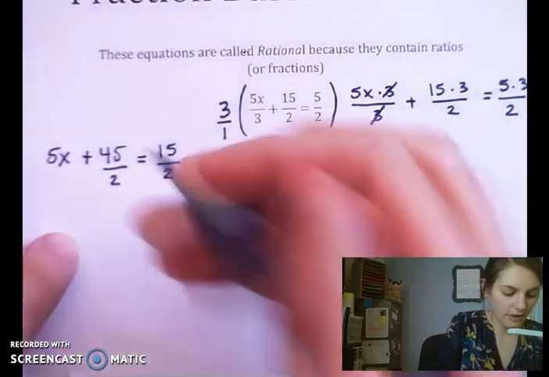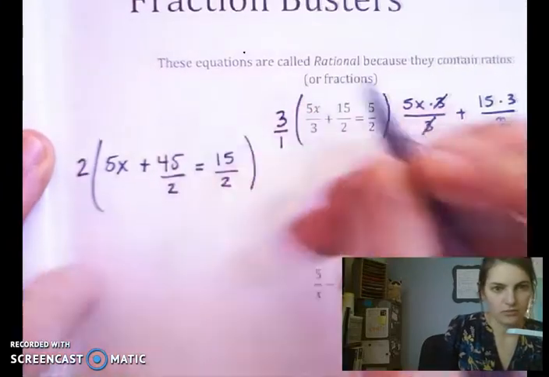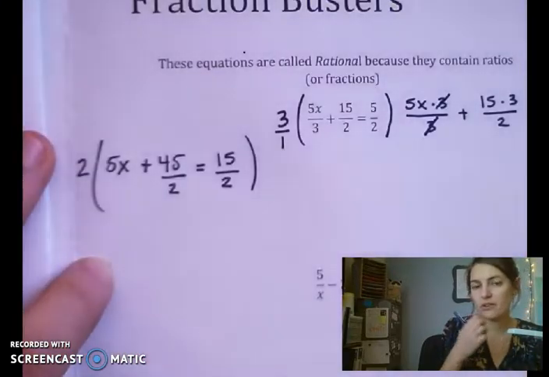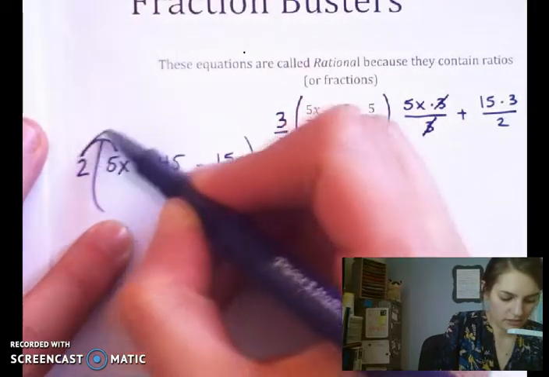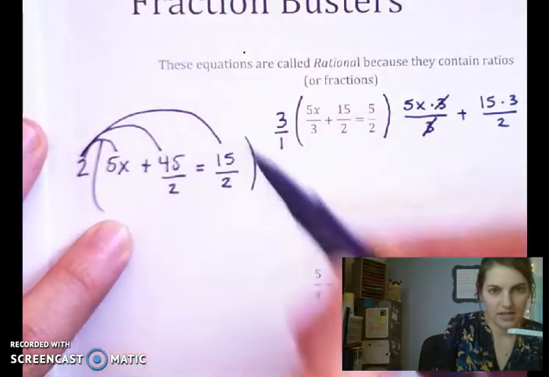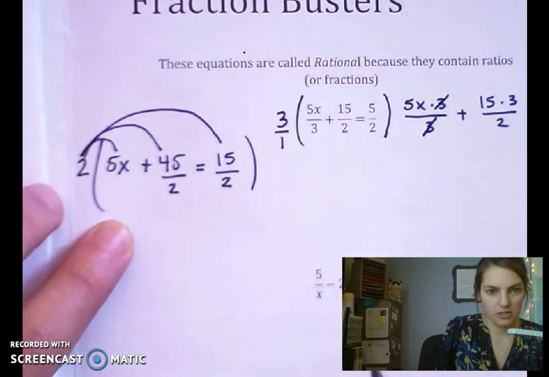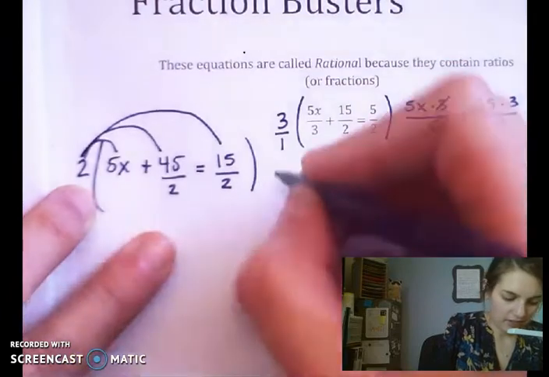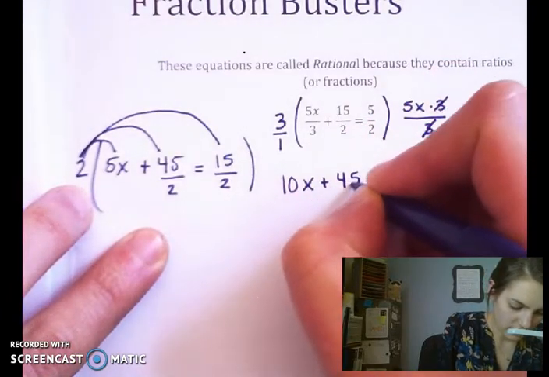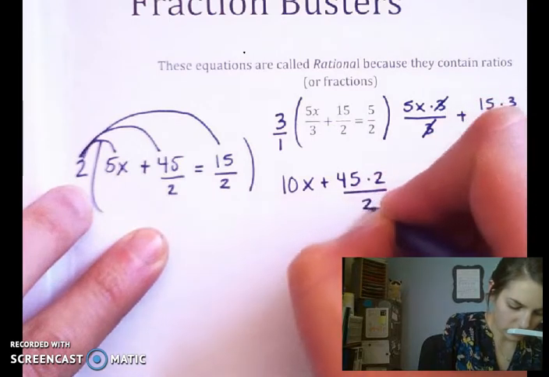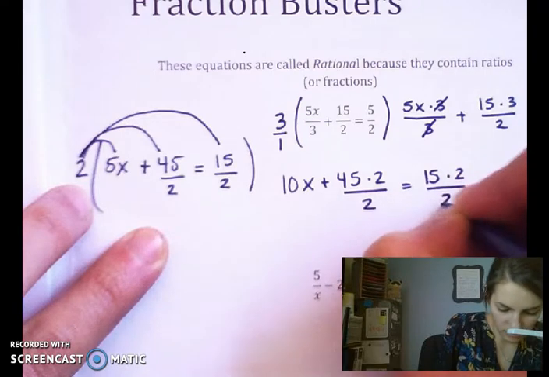So now we want to multiply that entire equation by 2. And again, it would be 2 over 1. So we're just going to multiply 2 times the first thing, 2 times the second thing, and 2 times even the thing on the other side of the equals. That term still gets multiplied by 2. So then we have 2 times 5x, so we have 10x, plus 45 times 2 over 2 equals 15 times 2 over 2.